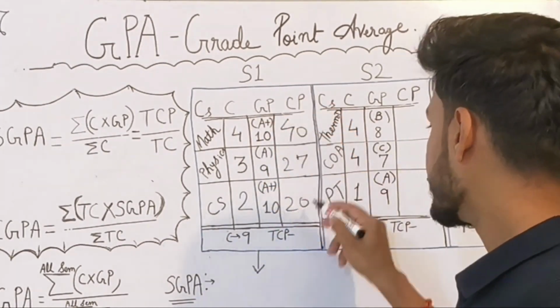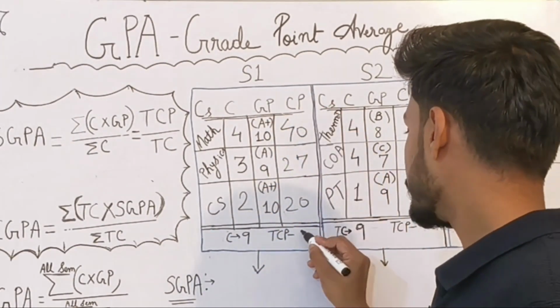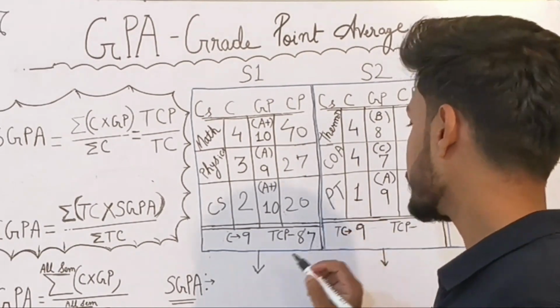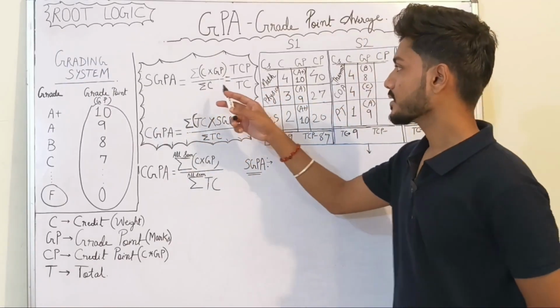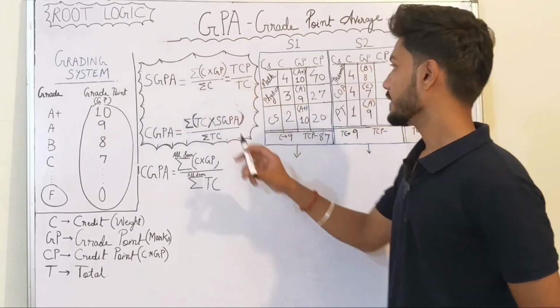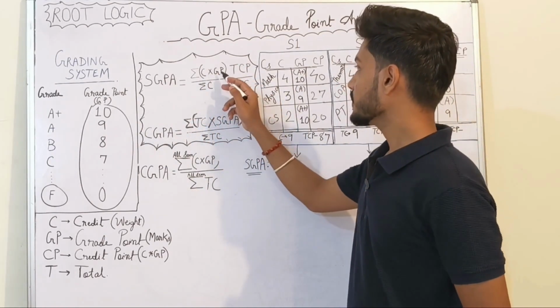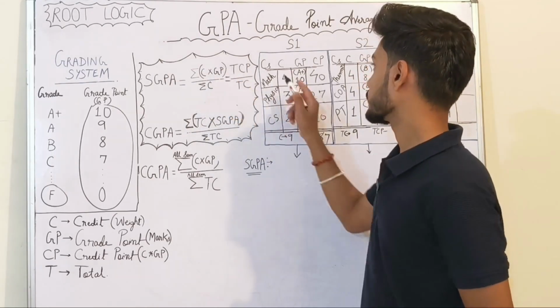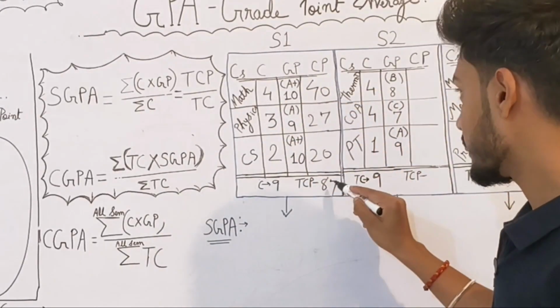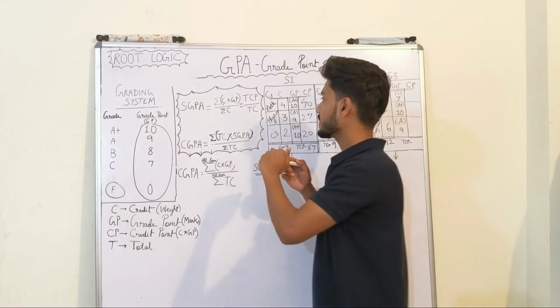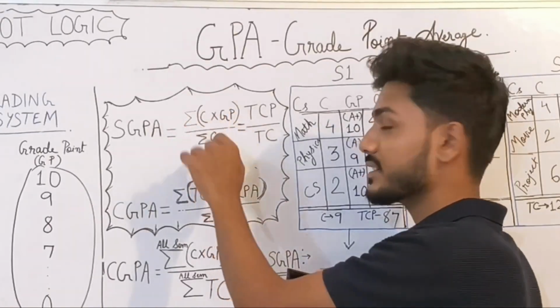Now we will add this. So what will be the total credit point? It is coming out to be 87, right? In the formula, what is the formula for SGPA? It is the summation of credit into grade point. The summation is 87. I want to tell you that this credit is the importance.